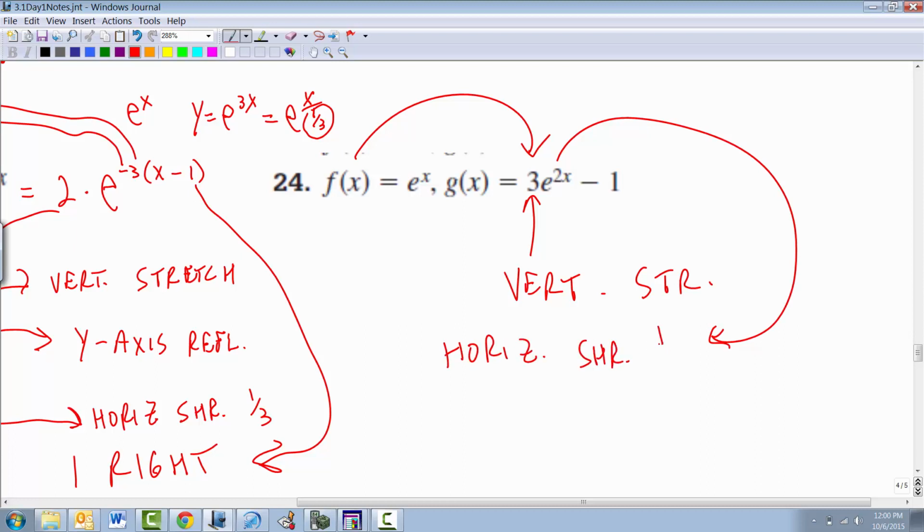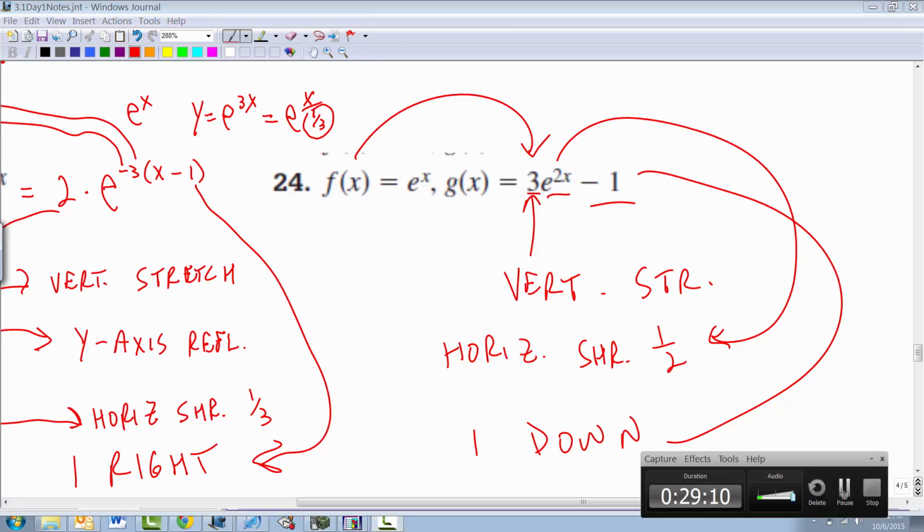It's actually 1/2, the way they actually rewrite the thing. And then what's the -1? 1 down. And then remember, what do you do first? Okay, do you do the down one, horizontal shrink, vertical stretch? This is order of operations. You do this, this, and then that last. But watch out for reflections. Okay, reflections are very picky.